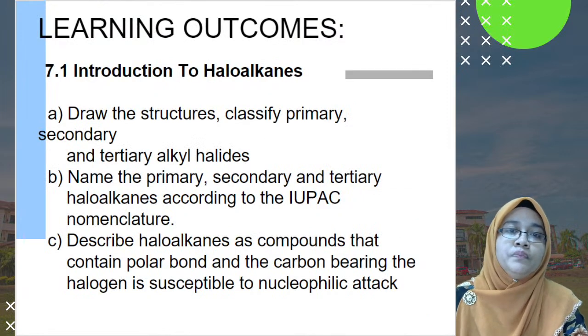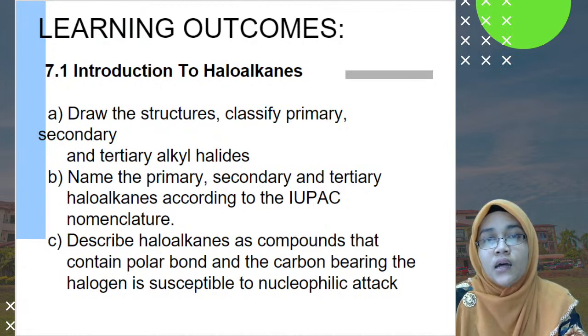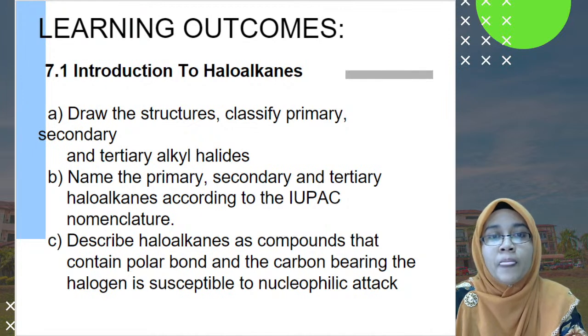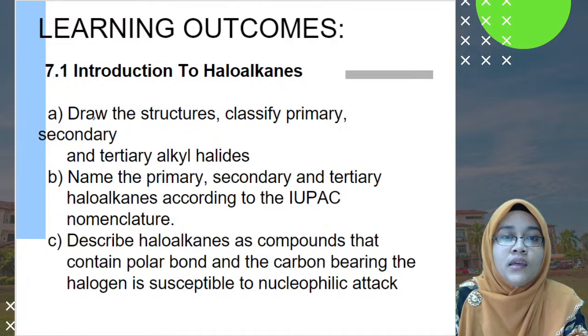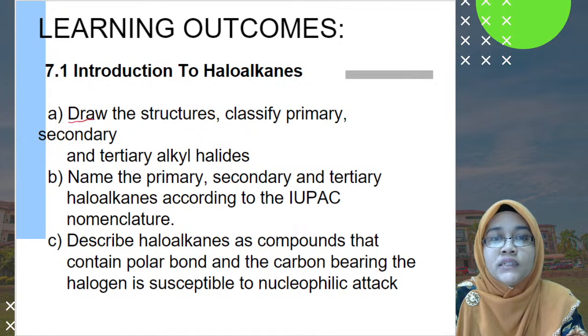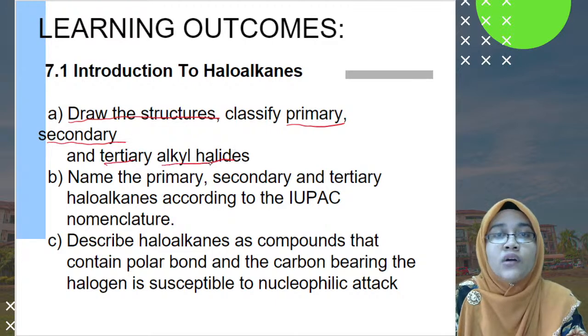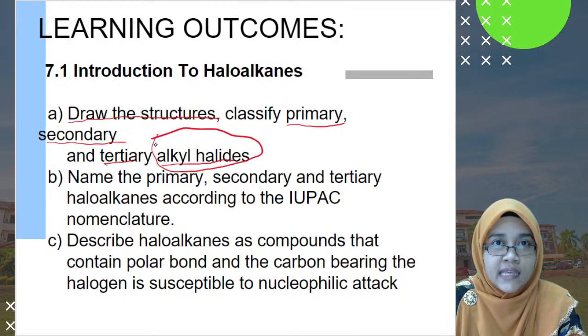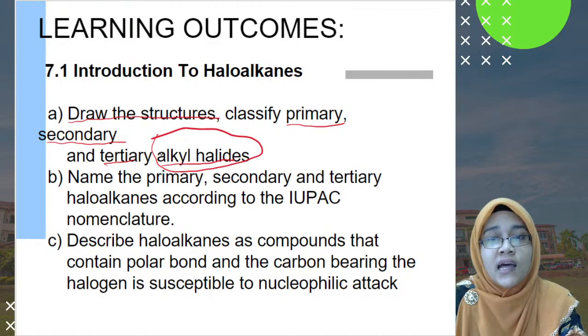Okay, so the learning outcome for today is, in this chapter we have two subtopics, 7.1 and 7.2. The 7.1 subtopic is introduction to haloalkane, and it is about how to draw. I will teach you how to draw the structures of haloalkane and classify this haloalkane into primary, secondary, tertiary, and alkyl halide. Okay, and what is alkyl halide and what is cyclic halide, sorry.